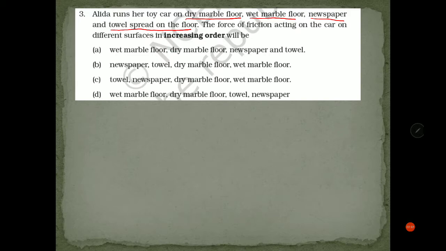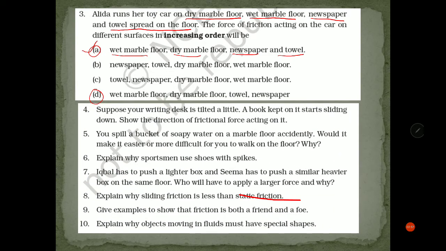So either the answer is this or this. The wet marble, then dry marble. It's correct. Then newspaper and then the towel. OK, the towel's force of friction will be highest. Considering that, A is the correct one. Okay, so the next one we will go for.